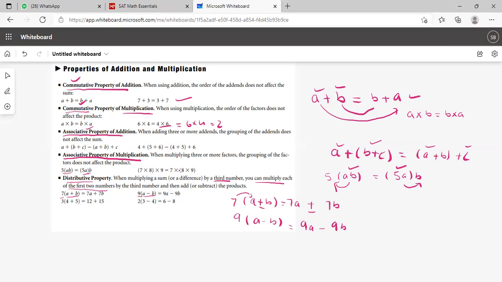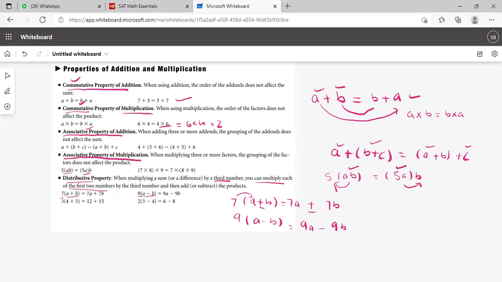5AB, you can either multiply AB first and then multiply the answer with 5, or you can multiply 5 with A and then multiply it with B. The answer would be the same. Okay. Yes, ma'am. And the distributive property is something which we already know.